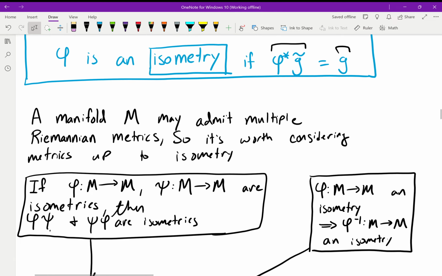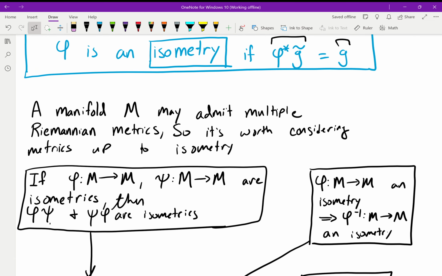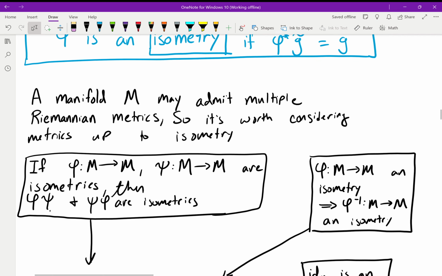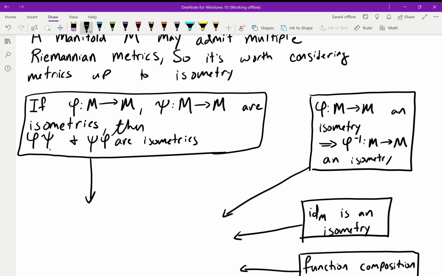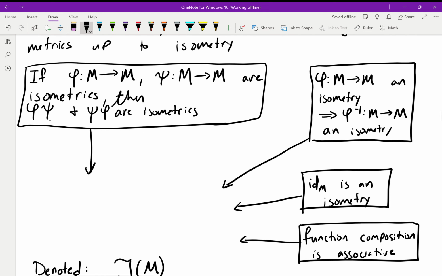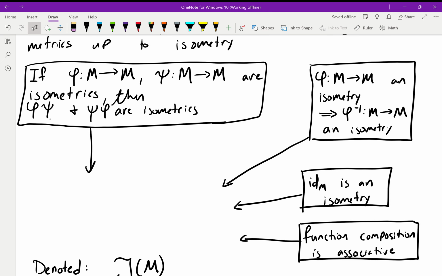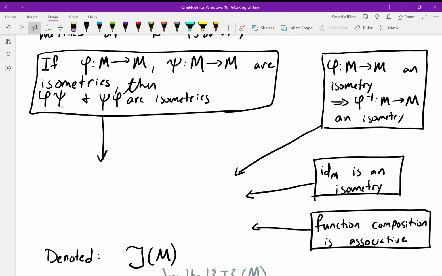So we begin with a couple of observations. Since the composition of diffeomorphisms is itself a diffeomorphism, and you can check that if the pullback metric works here, so will the pullback when you do these in succession. Diffeomorphisms are invertible, so the inverse function is also going to be an isometry. The identity map is clearly an isometry, and category theory tells us that function composition is associative because we'd like it to be. And if you've got closure, identity, inverses, and associativity, you've got yourself a group.